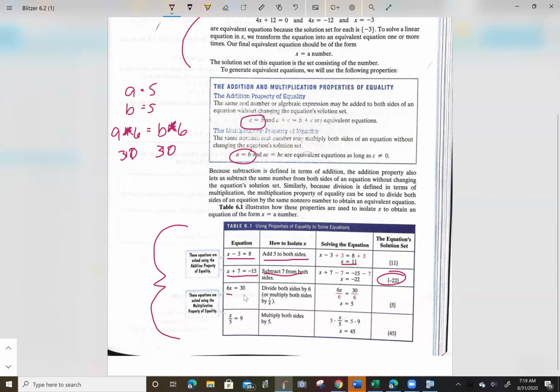6 times x equals 30. We're going to use the inverse operation to isolate the variable. So we're going to divide both sides by 6. And it says dividing is actually the same as multiplying by 1/6. That's true. That'll come in handy when we are dealing with variables. And when they do that, they get x is equal to 5. And here we have x divided by 5 is equal to 9. So we want to multiply. The inverse operation this time is multiply both sides by 5. And your answer will be 45.